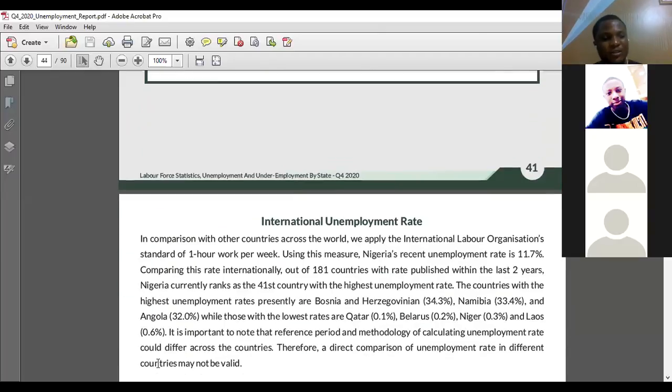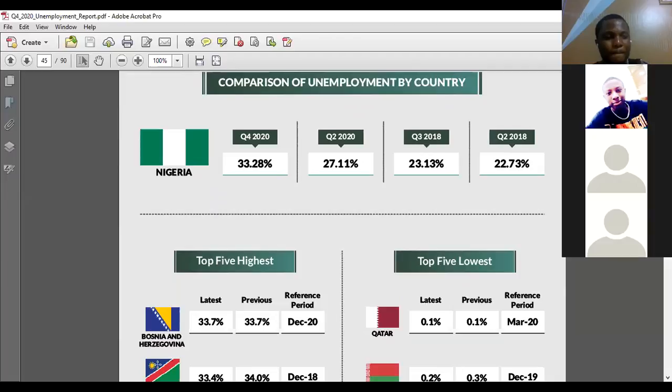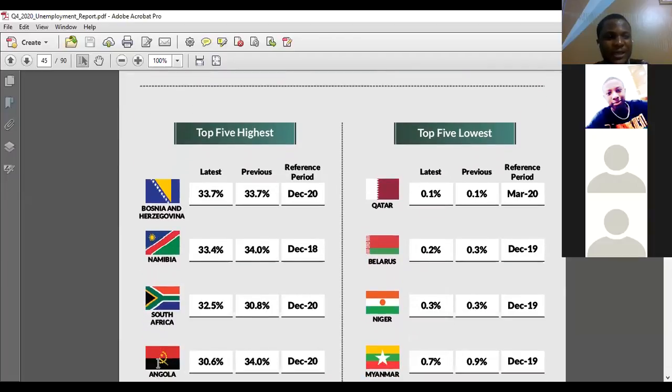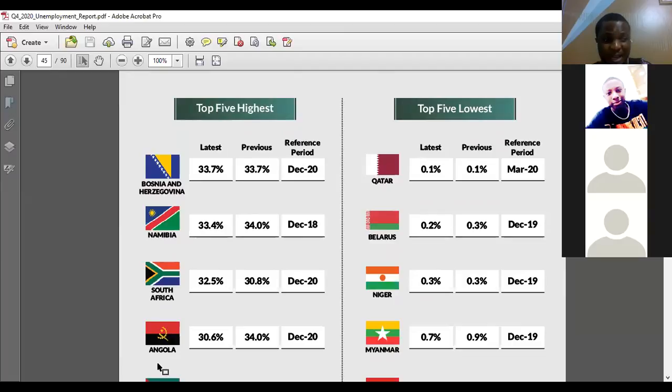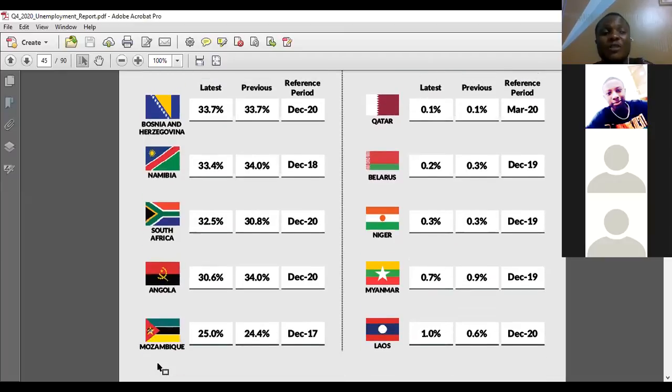Okay? So you look at other countries' unemployment rates. This is Nigeria. Look at the top 5 highest. Bosnia, 33.7. Namibia, 34%. South Africa, 30.8. Angola, 34. Mozambique, 24. All those are in the highest. They are all in where? In Africa. Most of them are in Africa, except Bosnia.